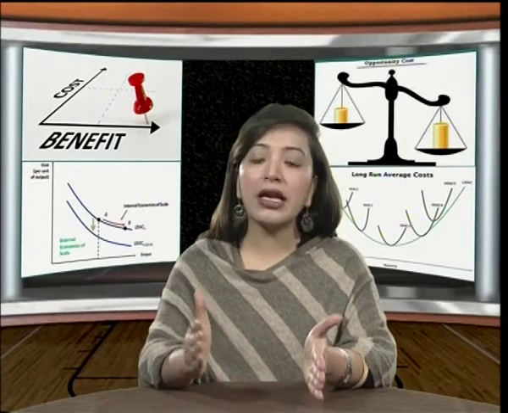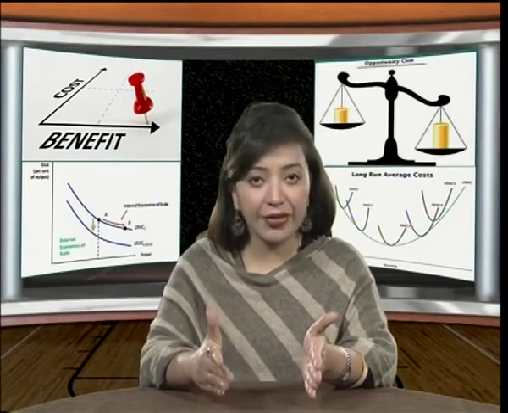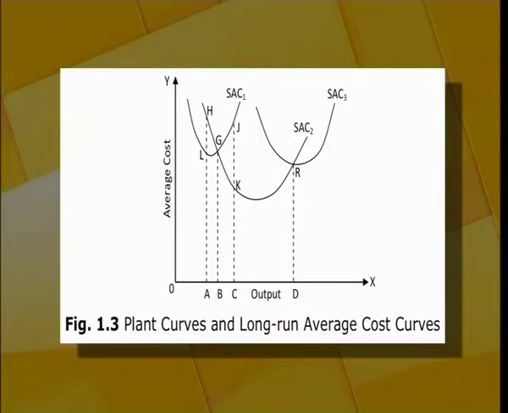In order to understand how the long run average cost curve is derived, consider the three short run average cost curves as shown in figure 1.3. These short run average cost curves are also called plant curves, since in the short run the plant is fixed and each of the short run average cost curves corresponds to a particular plant.